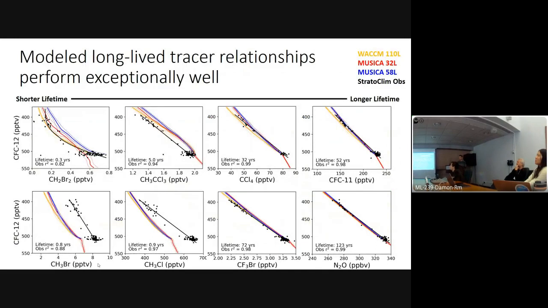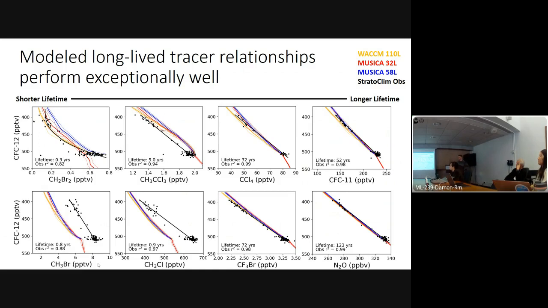Next, I'm moving to some tracer relationships. All of these tracer relationships are against CFC12 on the y-axis. So right now we're using a long-lived tracer that is essentially constant in the troposphere to identify how the model chemistry is changing in the stratosphere as you go up. So CFC12 is being used as a vertical coordinate.